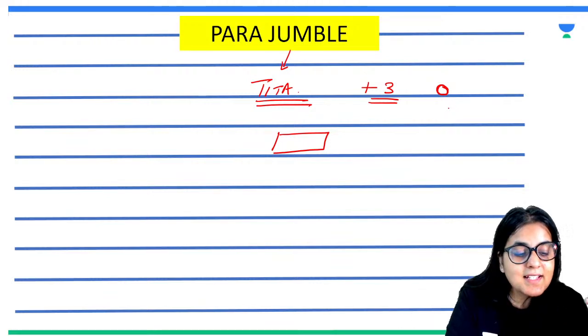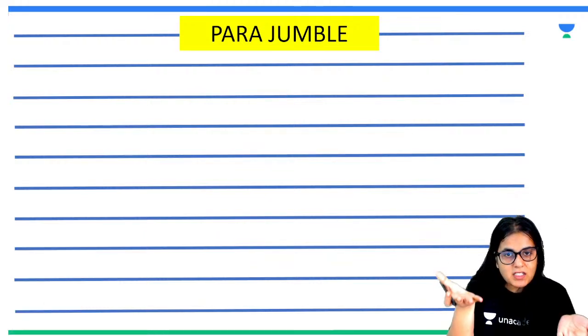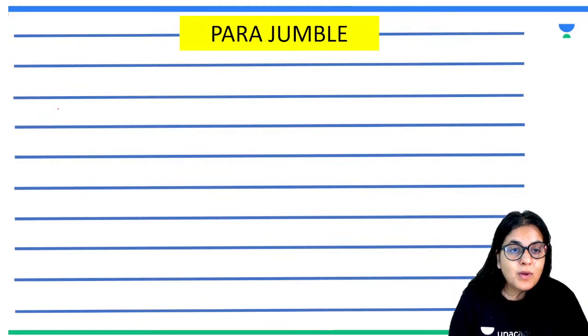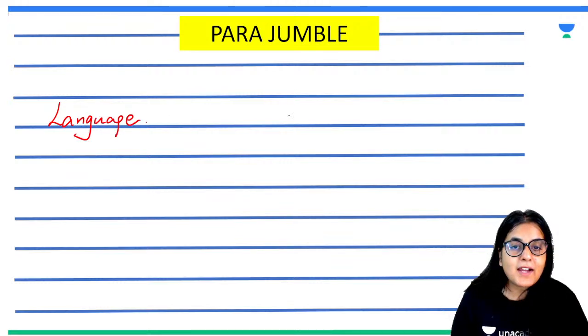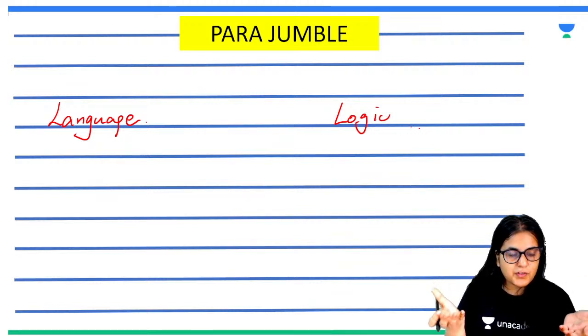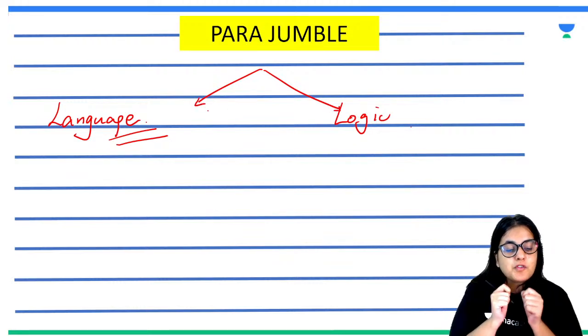Now, let's understand what para jumble is. In order to get a para jumble question right, it has to be a balance or a trade-off between two important parameters. You have to focus on language and you have to focus on logic. So these are like, you have a beam balance, you have a taraju. These are two sides of it. So you have to focus on language and you have to focus on logic, and you have to balance the two.